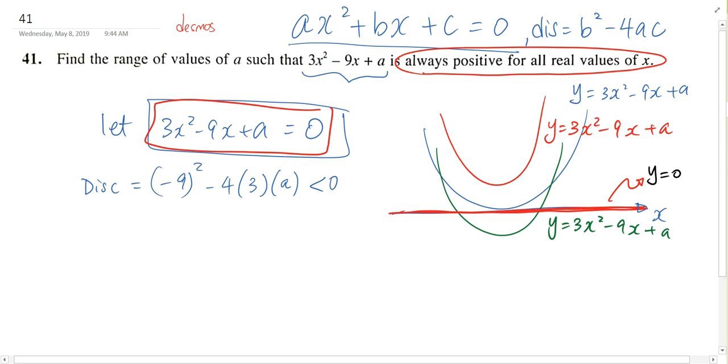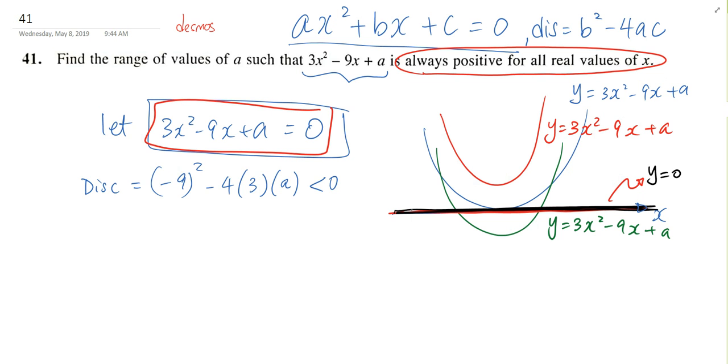Now, red graph and x-axis. Let's put it in black color over here. Red graph and black graph. Any intersection or not? No intersection. So if I do simultaneous equation, will I have answer? No. Listen carefully again. Red graph and black graph don't touch. If I do simultaneous equation, will I have solution? No solution, right?